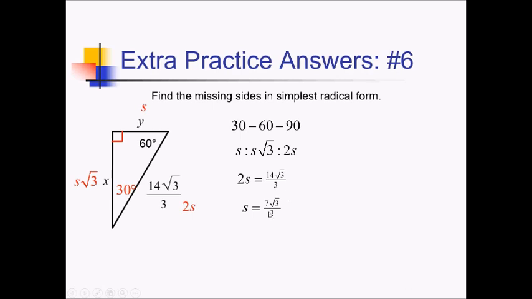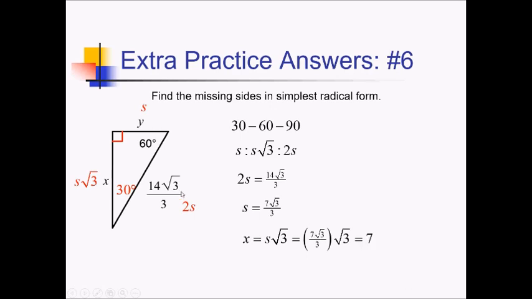So that's the value of s. Now that I have that, let me plug that back in to find x and y. We'll go alphabetically. X is going to be s times radical 3. So that's 7 root 3 over 3 times radical 3. The radical 3 in the numerator and this radical 3 get multiplied together to give me just 3. 3 cancels out with the 3 in the denominator, so that gives me just a value of 7.